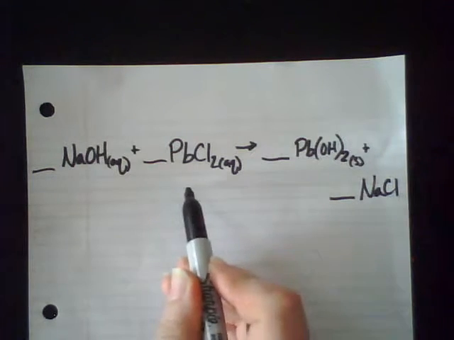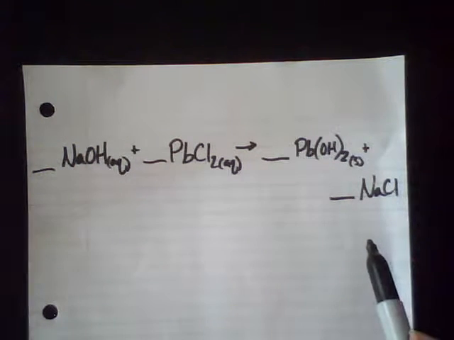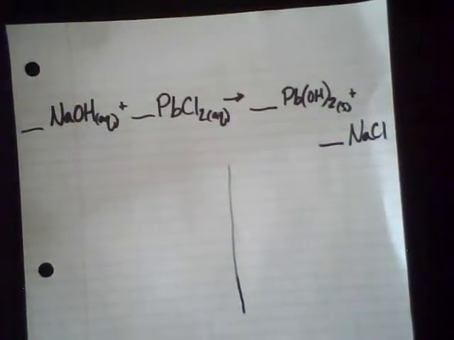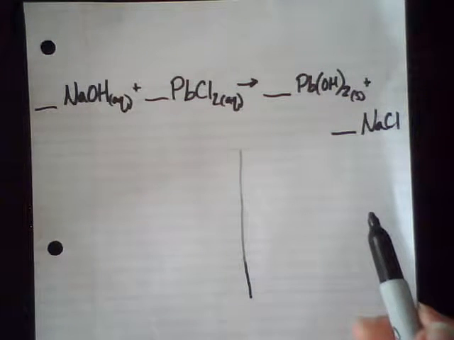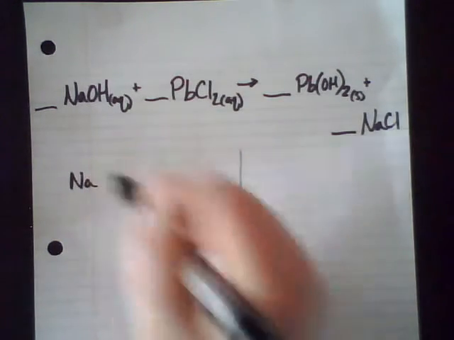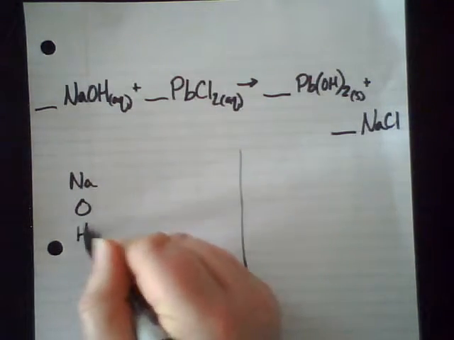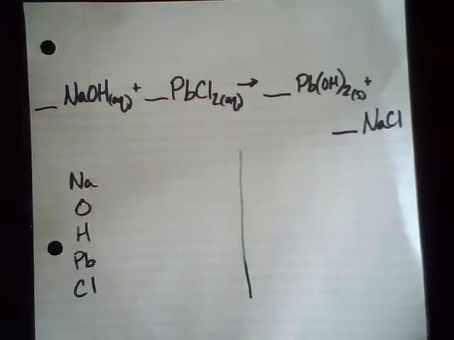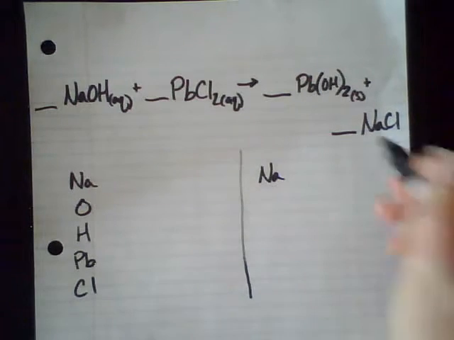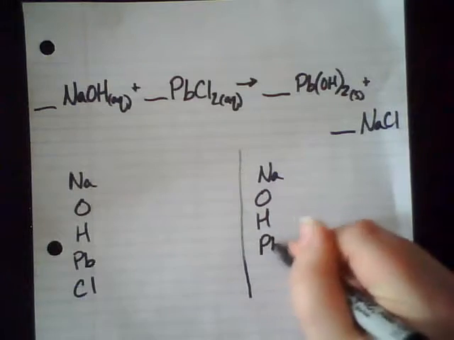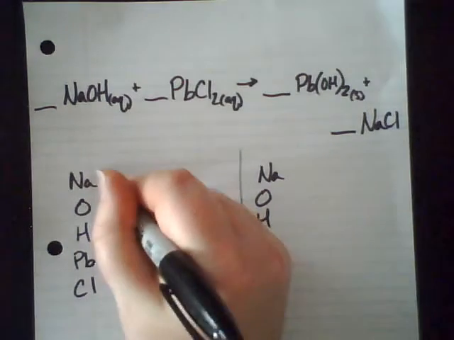So these are my reactants, these are my products, okay? Now I need to figure out what I have on both sides of my reaction. So I'm gonna give myself some space down here to do this. And I'm gonna list out all of the elements that I have on each side. Okay, so I have sodium, I have oxygen, I have hydrogen, I have lead, and I have chlorine. Okay, and on this side I have sodium, I have oxygen, I have hydrogen, I have lead, and I have chlorine.